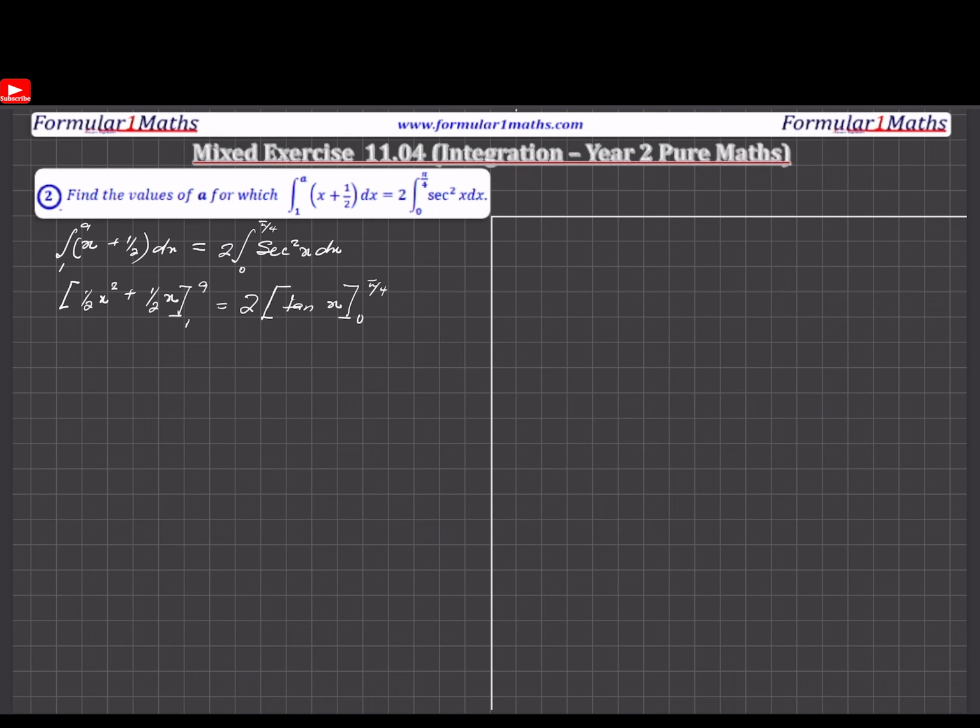First, I'll simplify this by bringing half out to get the following. So x squared here plus x. The limit will be 1 and a here equals 2 and tan x with the same limits. I can take the half to this side and I'll get x squared plus x between the same limits equals 4 times tan x.